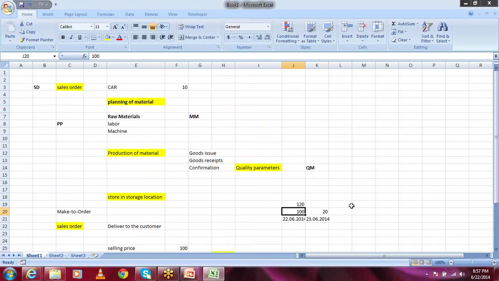So this planned order start date is 22nd, end date is 23rd. Before capacity planning, your start date and end date are both the 22nd. After planning, you will get the exact start date and end date for the planned order based on your capacity. Have I answered your question?